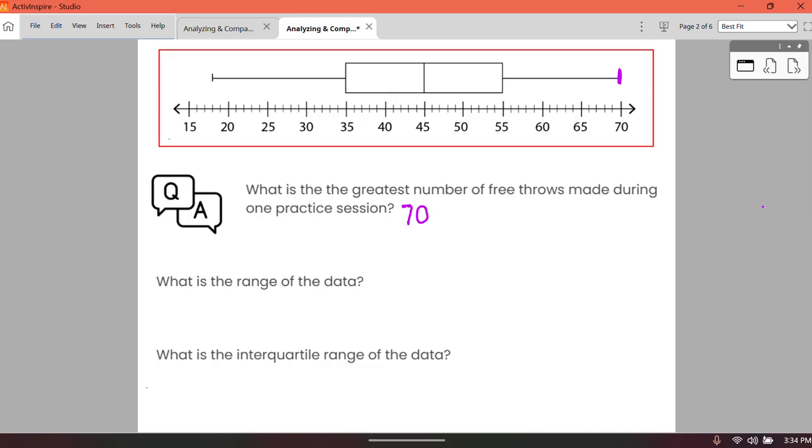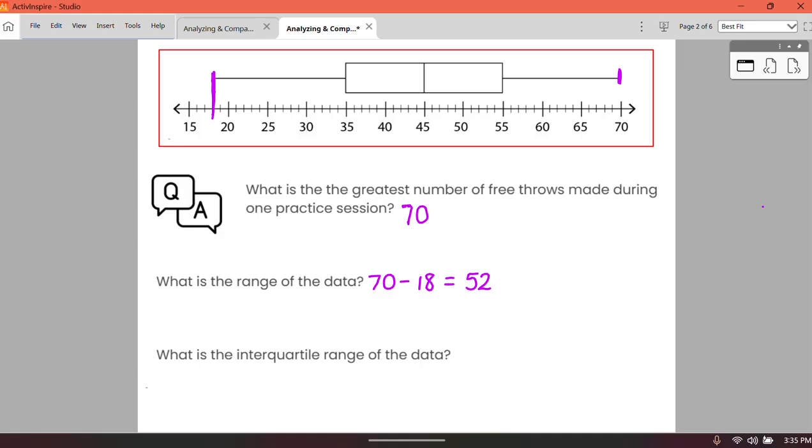Okay, the next question says, what is the range? And if you remember, the range means you take the biggest number, which we already know is 70, and you subtract the smallest number. And the smallest number here is 18. I think I said it was 17 on the other page, but it's actually 18, because it lines up right there. That's 18, promise. And if you do 70 minus 18, you get 52. So the range is 52.